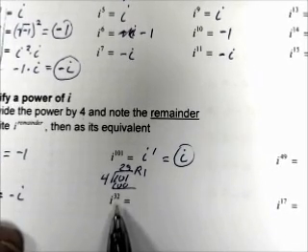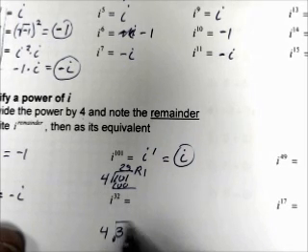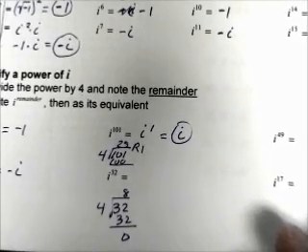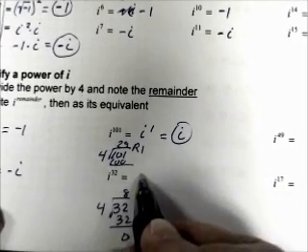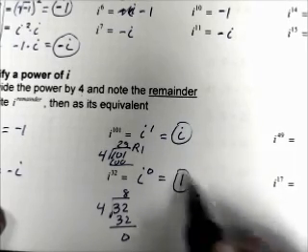i to the 32nd. Take 32, divide it by 4. 4 goes into 32 8 times. It's 32 with a remainder of 0. So i to the 32nd is equivalent to i to the 0. Anything to the 0 power is 1. So that's equal to 1.